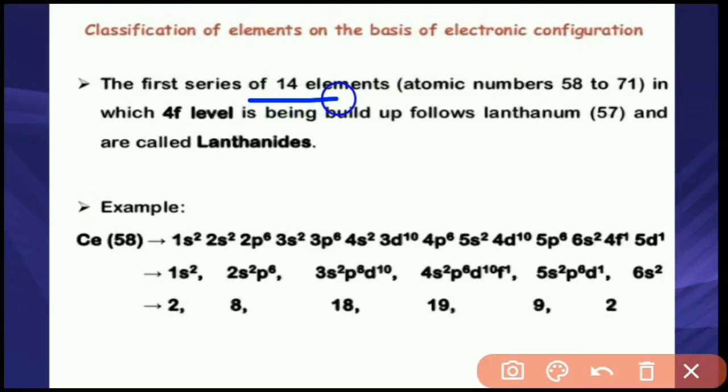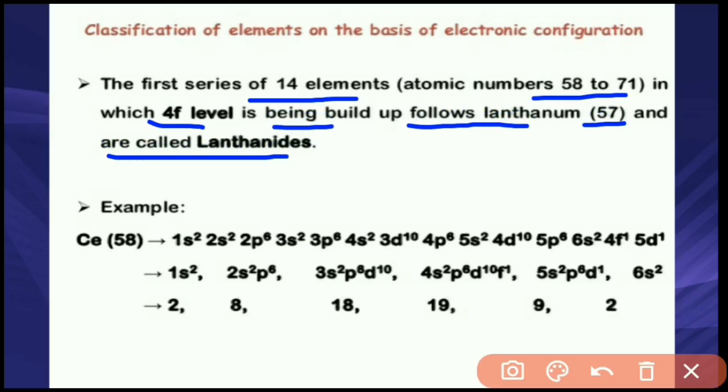The first series of 14 elements, atomic number 58 to 71, in which the 4f level is being built up, follows lanthanum, 57, and these are called lanthanoids. For example, cerium, atomic number 58. This is the electronic configuration of cerium, in which we can see that the last three shells are incomplete, and the last electron enters the antepenultimate shell, the n-2 f.